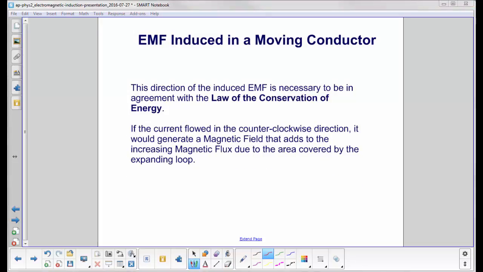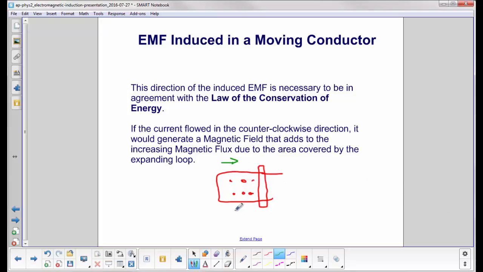Another way to look at that is the direction of the induced EMF is necessary to be in agreement with the law of the conservation of energy. And we're going to prove that by assuming the opposite. So here's the bar, and it was moving at constant velocity when it was in this field. And we showed on the last page that it will induce a current that is going this way, so we will have a magnetic field within the loop into the page, and that will help cancel out the increasing flux due to this magnetic field.